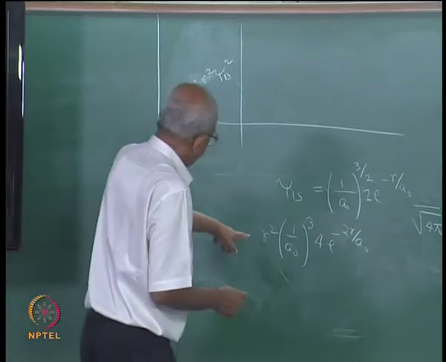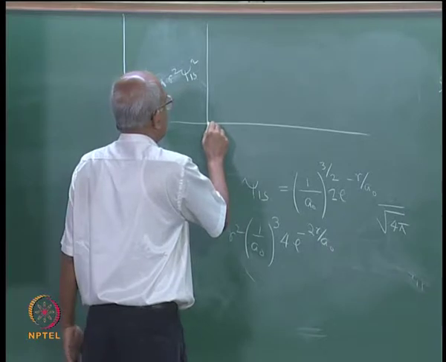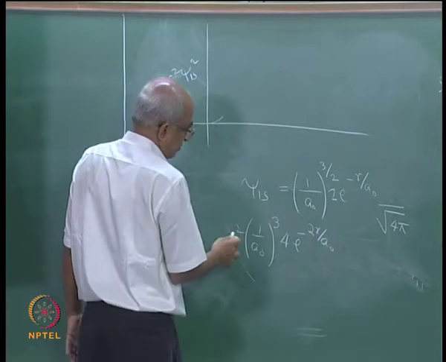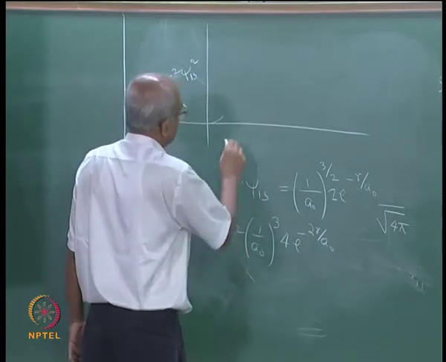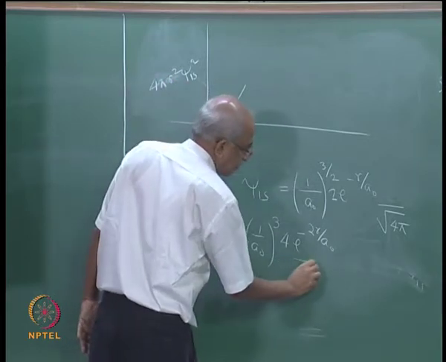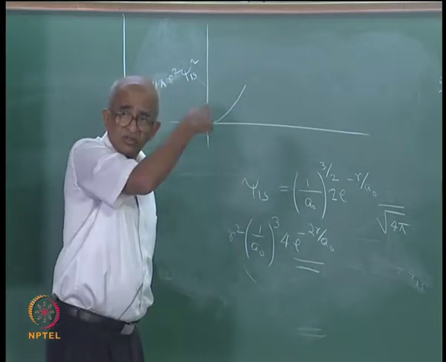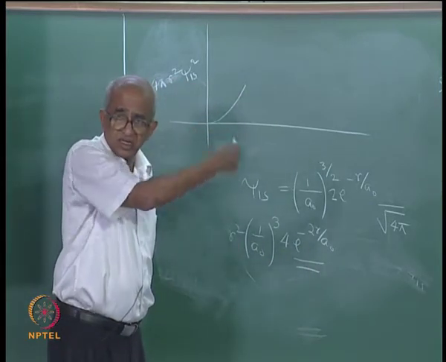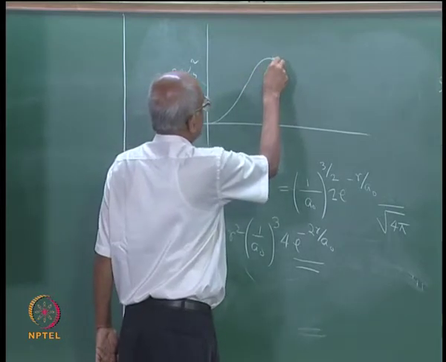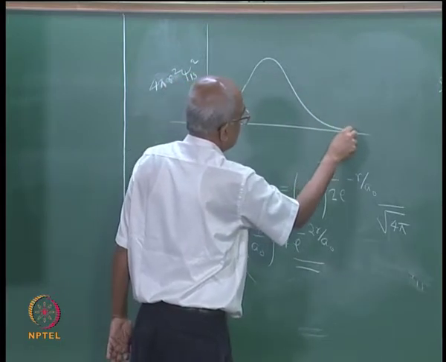Then what do you find? You find that you have this r square. Because of this r square, what will happen? When r is very small, the function will have a small value, and when you increase the value of r, this function r square is going to increase. So, it will increase like this, but the increase cannot go on forever, because you have this e to the power of minus 2r by a0. That exponential term, what will it do? It will cause the function to decrease. So, eventually what will happen? The decrease in the function will become very important, and you will have such a behavior.